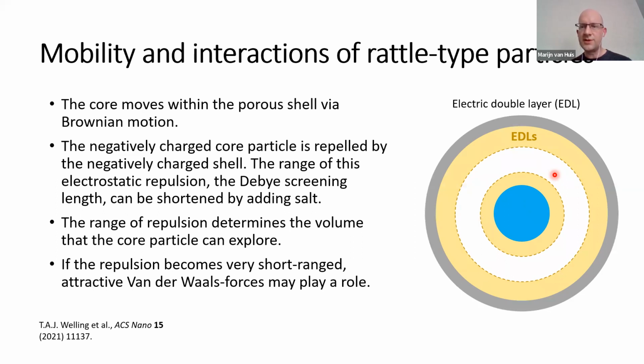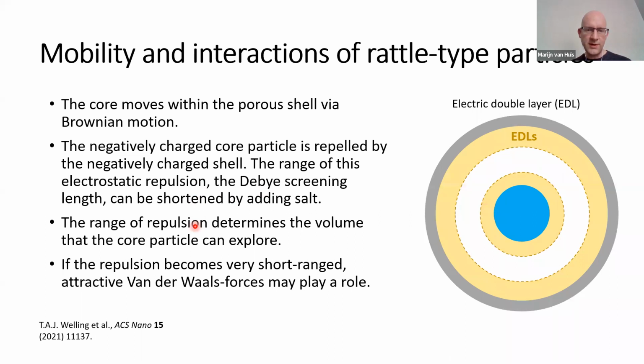So if the ion concentration is very high, there's a kind of screening effect which makes the electric double layers very thin, and then the core can move around a lot. If the electric double layers are very thick, then the core is kind of fixed in there. So the range of the electrostatic repulsion, the Debye screening length, can be shortened by adding salt. So that is important to keep in mind.